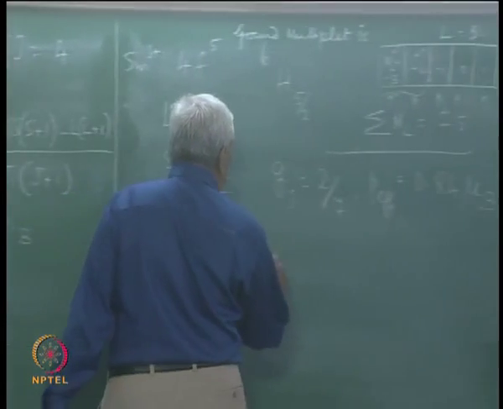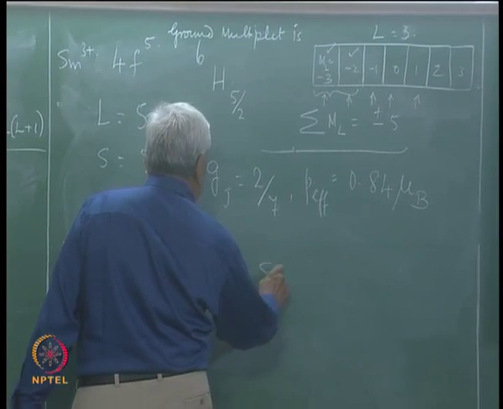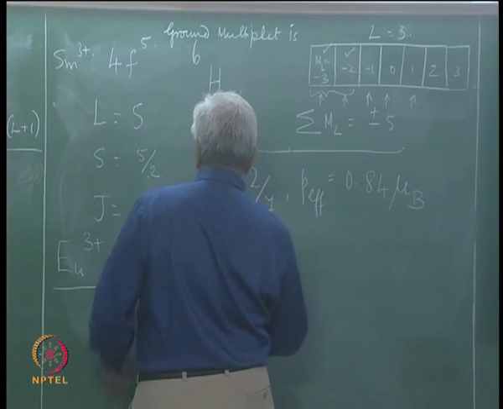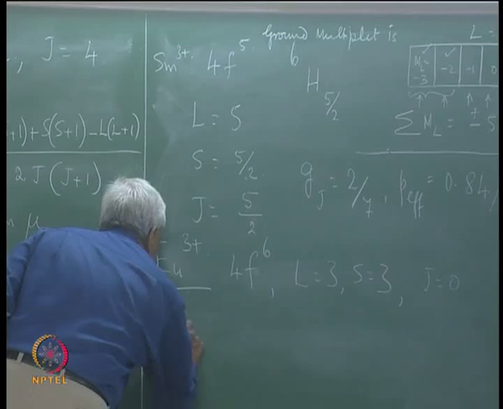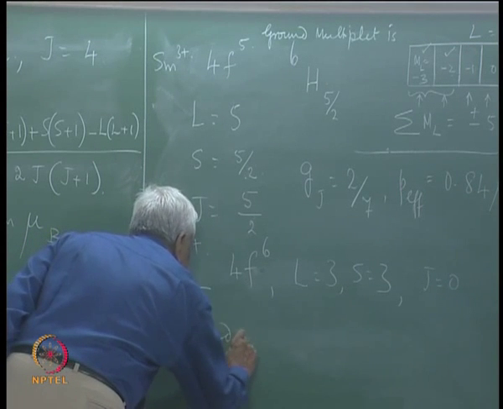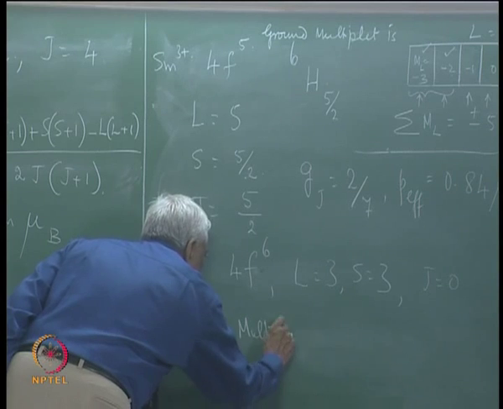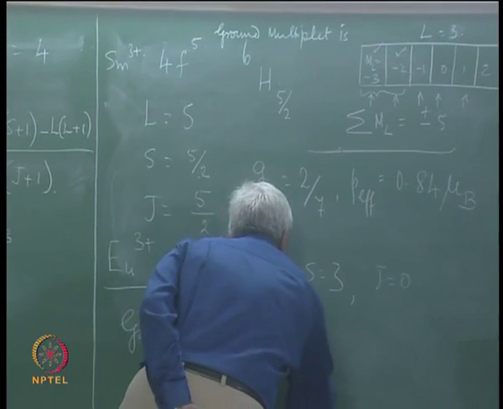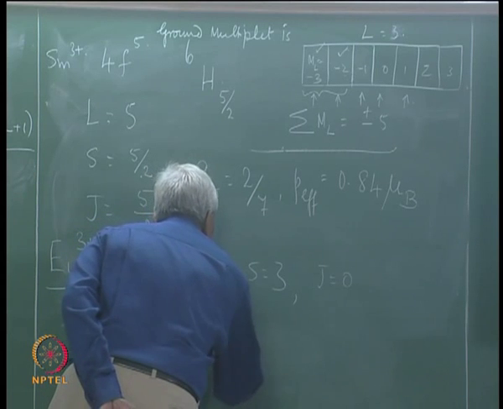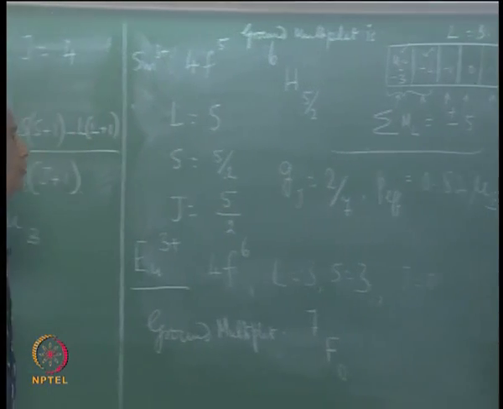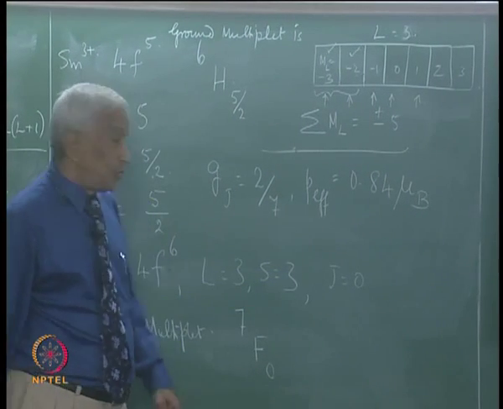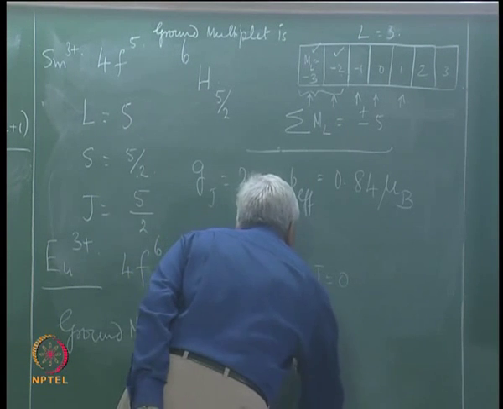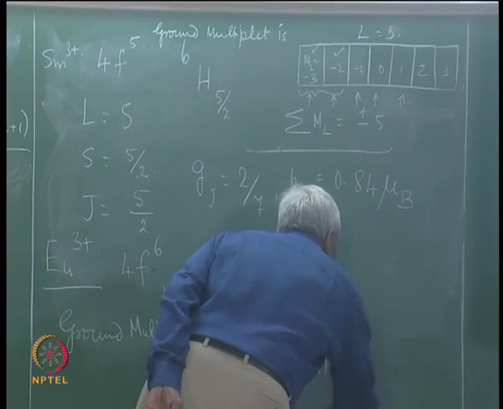So, L is 3 by the same procedure, S is also 3 because 6 electrons with parallel spins, and so J is 0. So, the ground multiplet is an F term with spin multiplicity 7 and a J value of 0. Since J is 0, the G value is 0 and the magnetic moment corresponding to that is also 0.